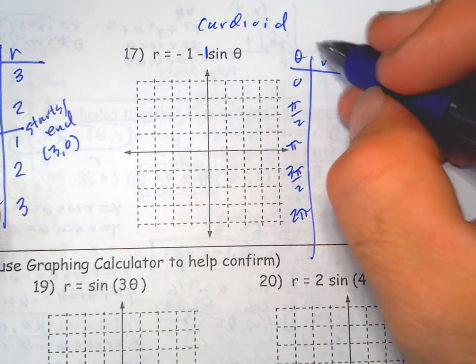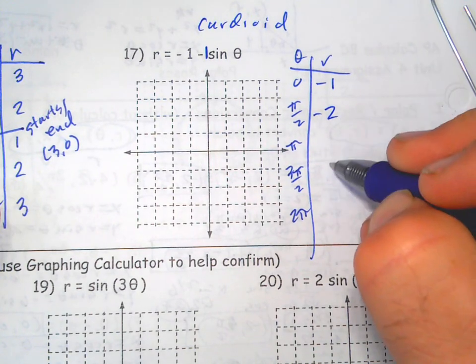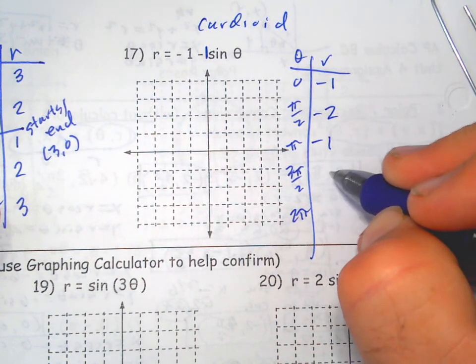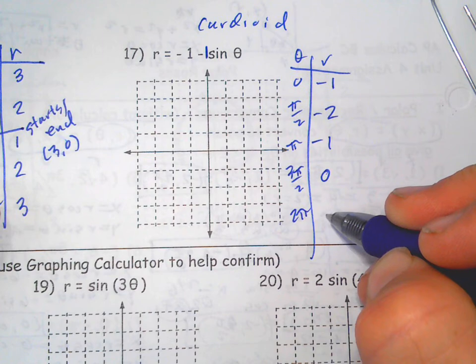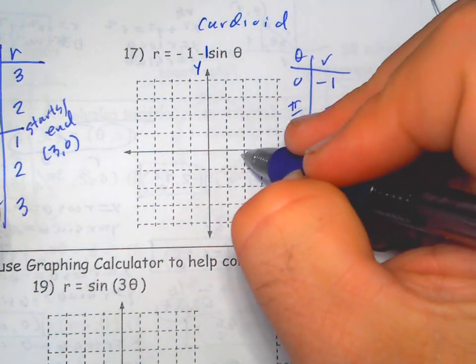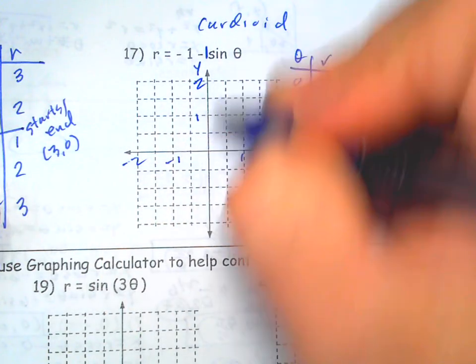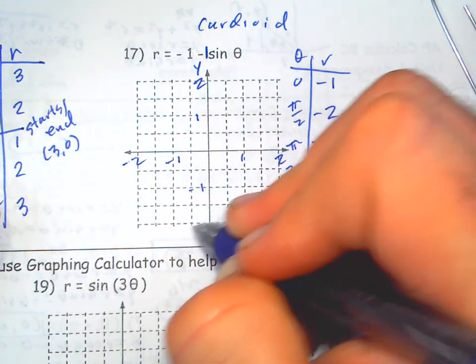If you plug 0 in, you're going to get -1. At pi over 2, you get -2. At pi, you get -1. At 3 pi over 2, you're going to get 0. At 2 pi, it's going to be back to -1. So probably make your graph look bigger. I mean, the biggest radius looks like it's 2.